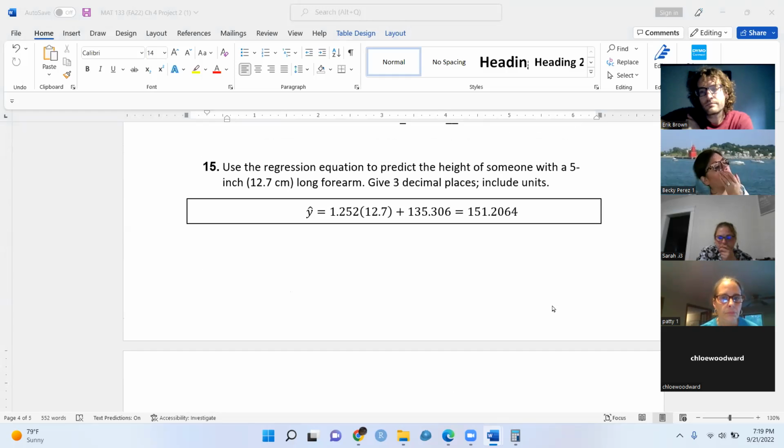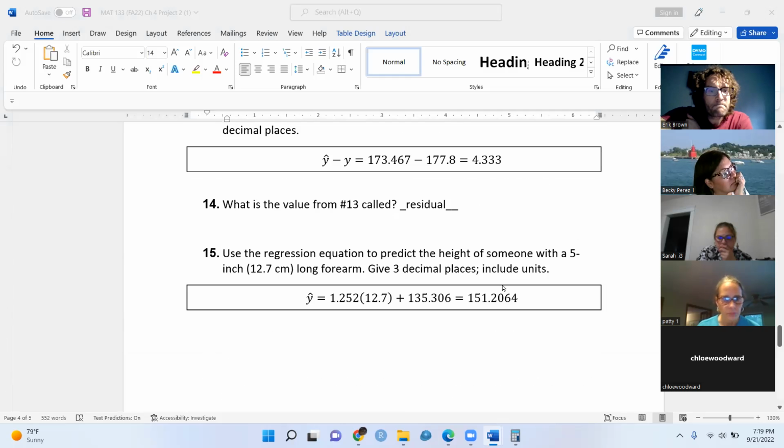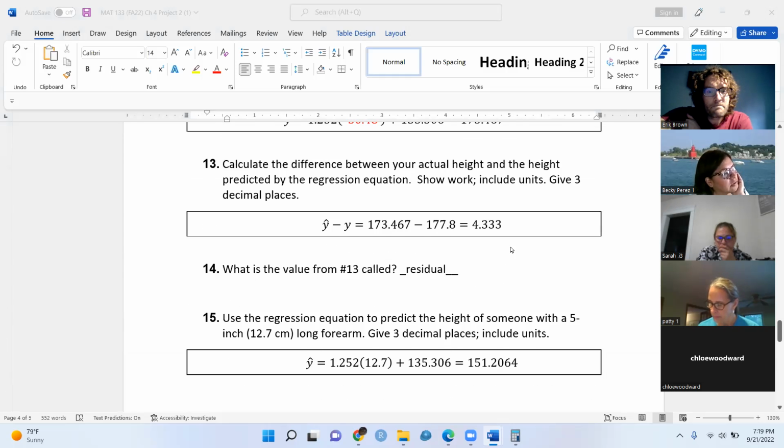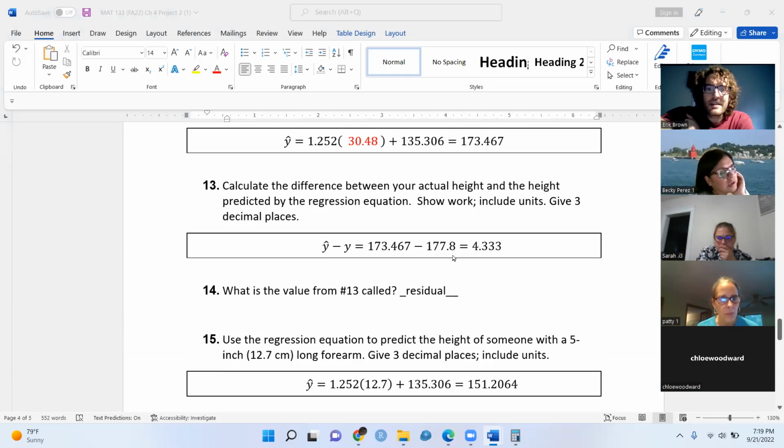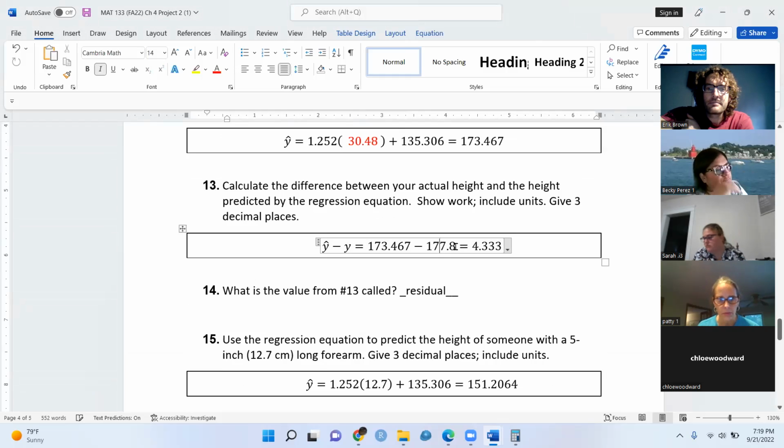What do we get for 13? Say again? 13, what do we get for 13? So it depends on what you put in for your height.